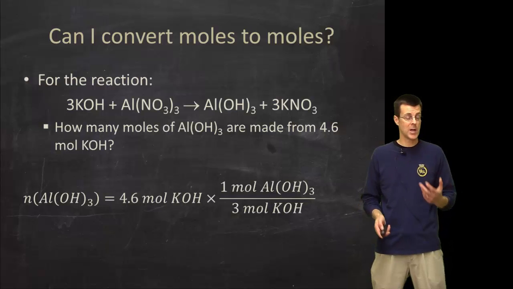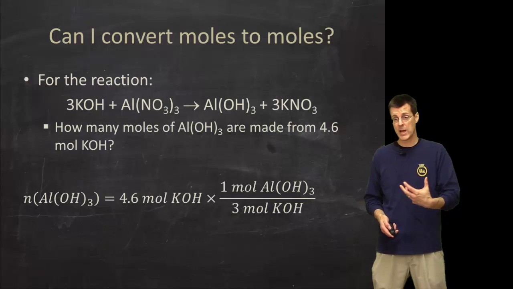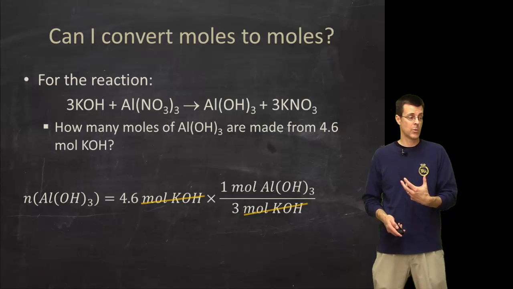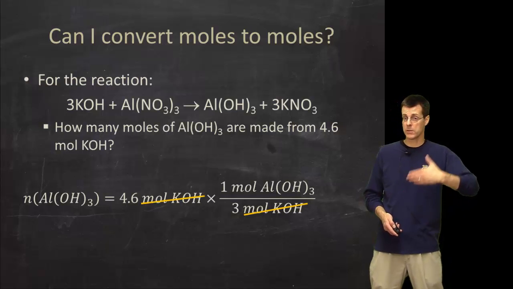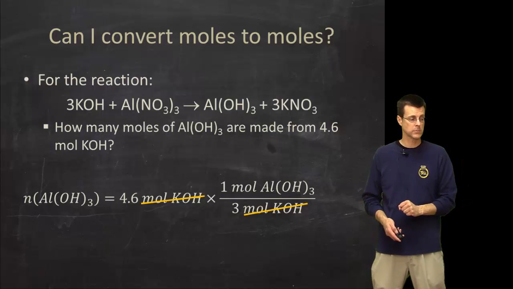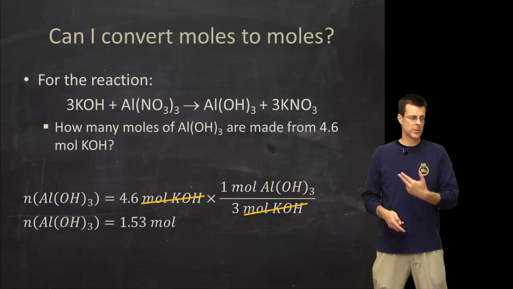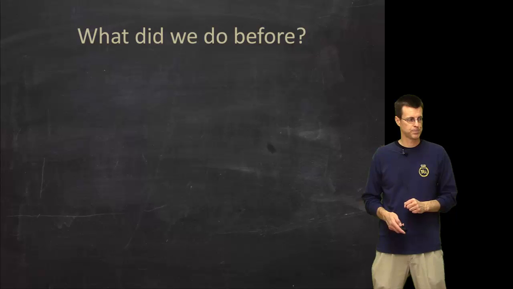Which one do I put on top? Well, which one am I trying to get rid of? I'm starting out with moles of potassium hydroxide, so I want that to cancel out. So now it starts on the top, I need to put it on the bottom. And I end up with 1.53 moles of aluminum hydroxide. I probably should have had the label on there.